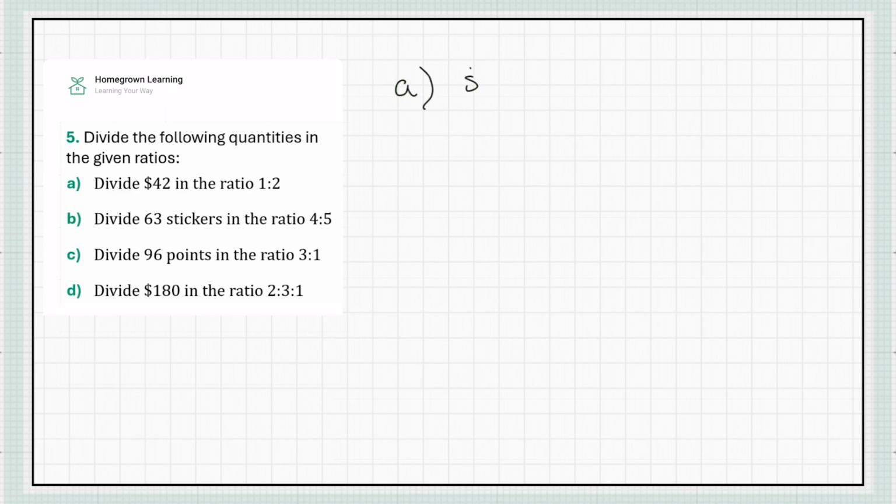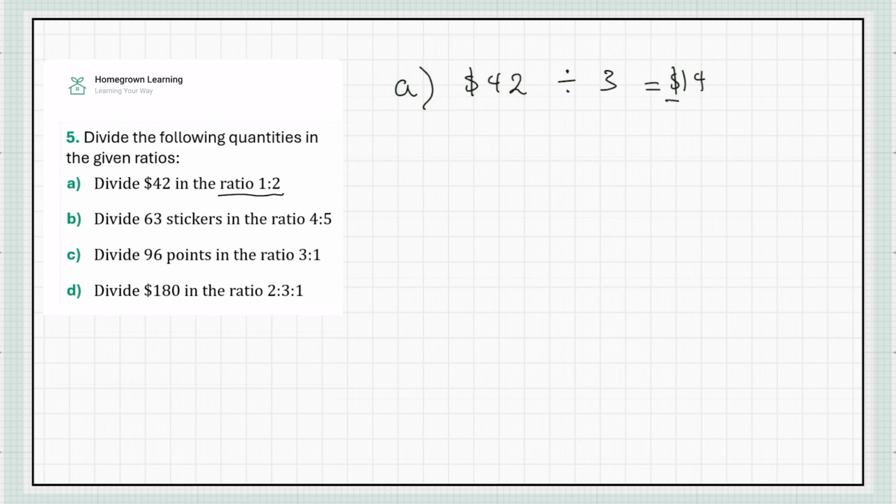So we have a total of $42 in our first question, and we want to divide it into the ratio of 1 to 2. So one part of something to two parts. Now the first thing we do when we're doing the unitary method is we're going to divide this by the total number of parts, which is 1 plus 2, which is 3. So there are 3 total parts there. We do 42 divided by 3 and we get 14. So each part is worth $14.